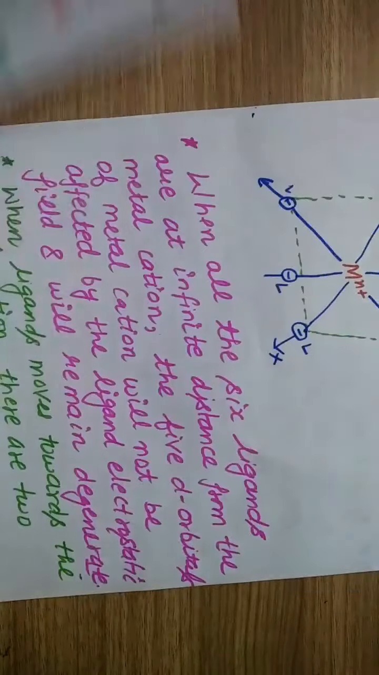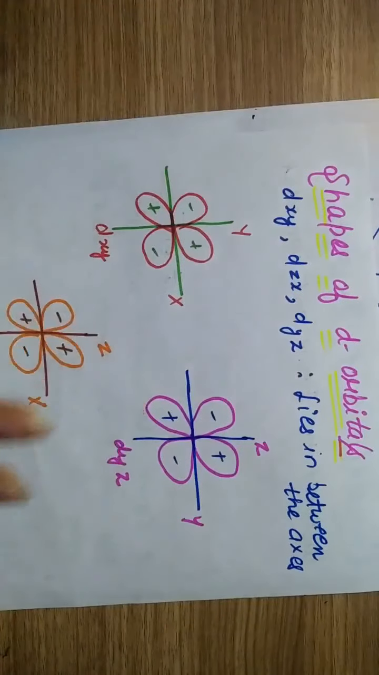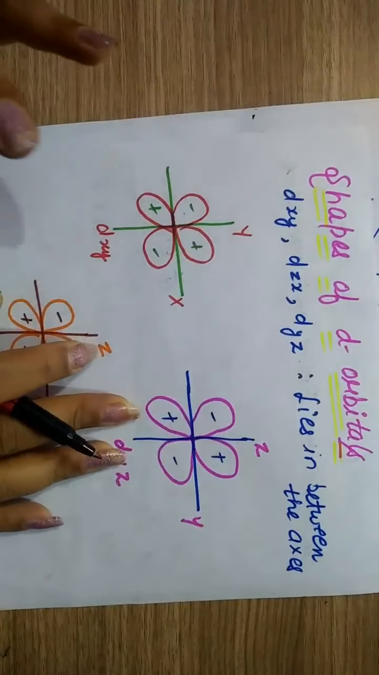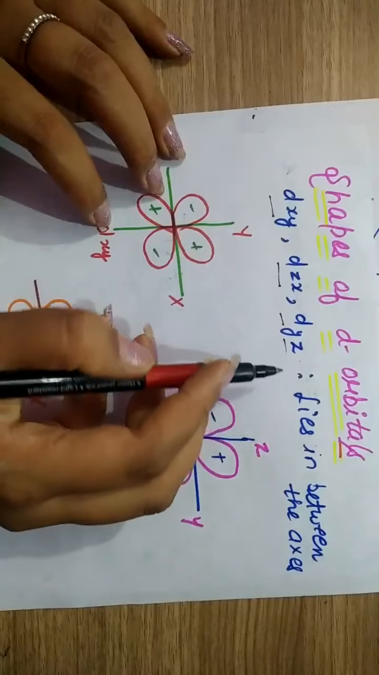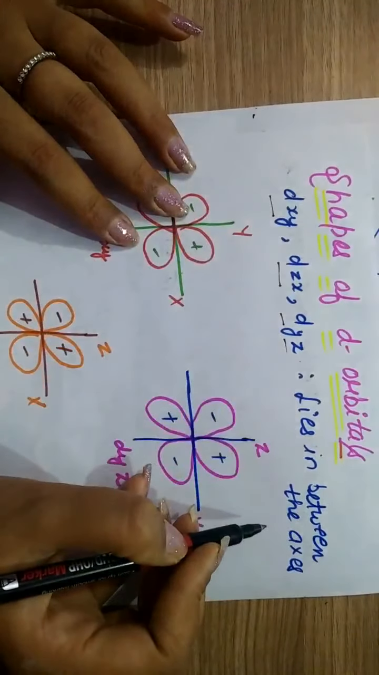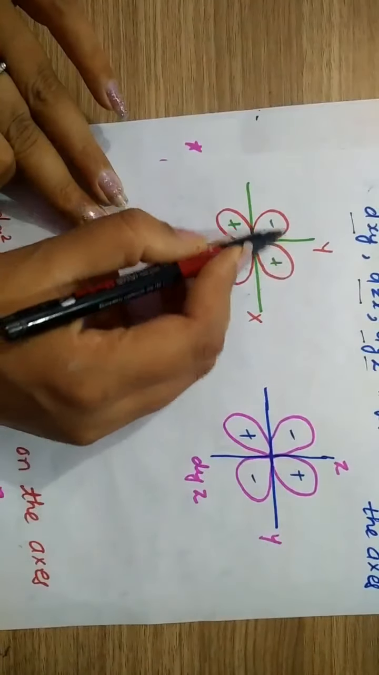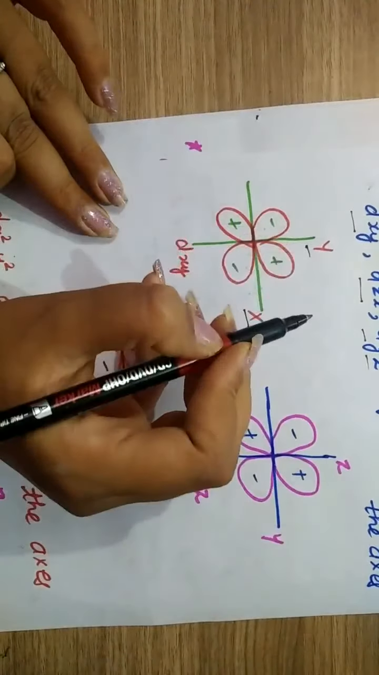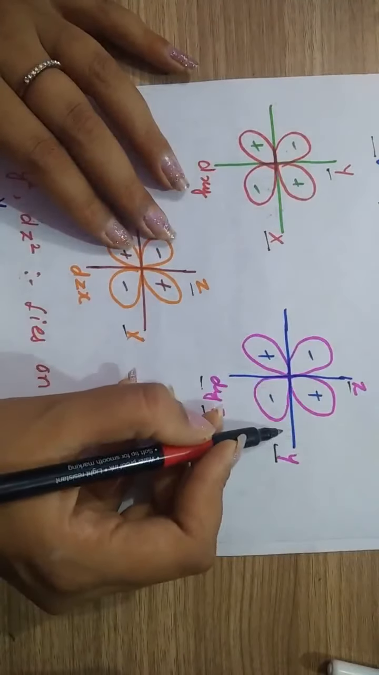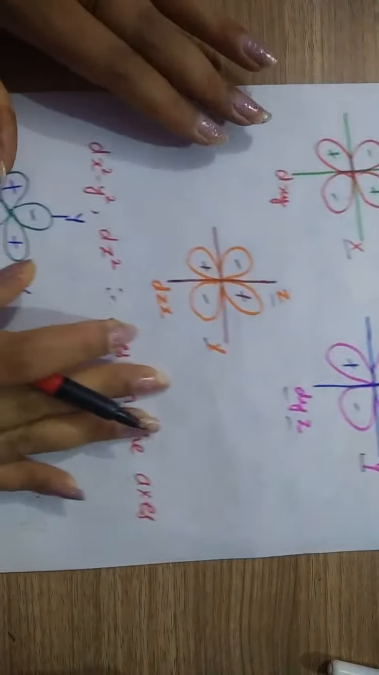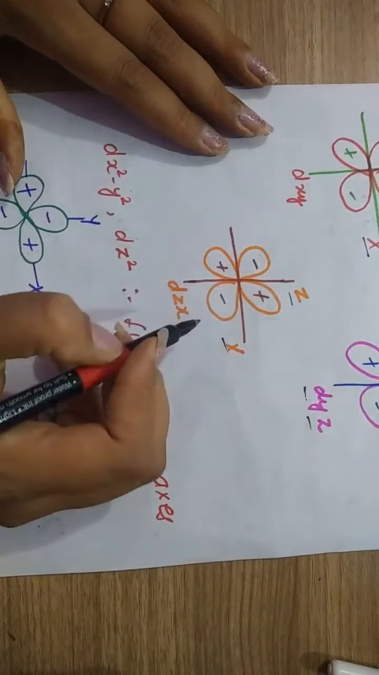To understand them, firstly we should know about the shapes of d orbitals. As we know, there are basically 5 main d orbitals. Three of them are dxy, dzx and dyz. These orbitals lie in between the axes. This is the dxy orbital, and its lobes lie in between the x and y axis. Similarly, in the dyz orbital the lobes lie between the y and z axis. Another one is dzx, in which the lobes lie between the x and z axis.